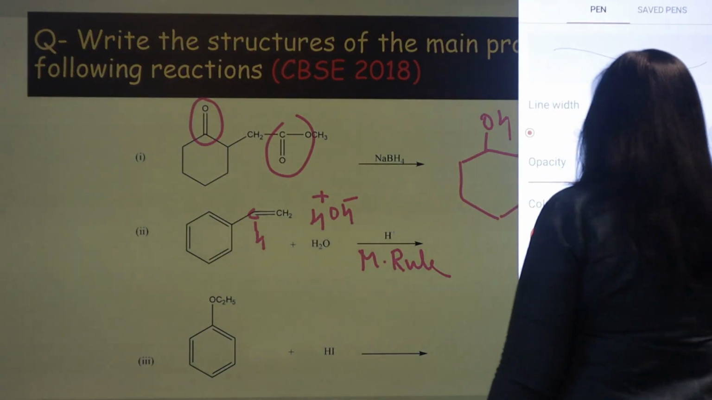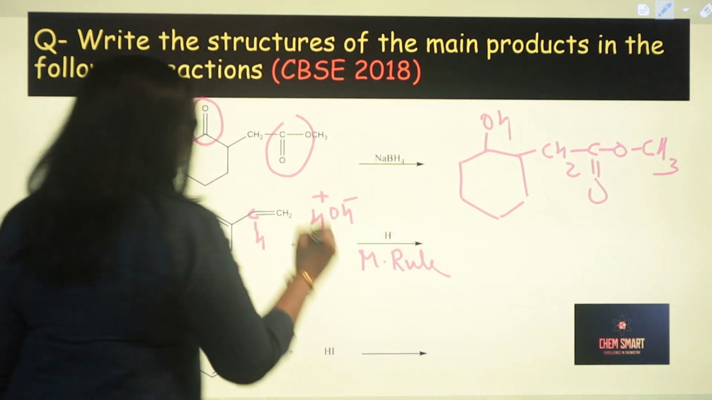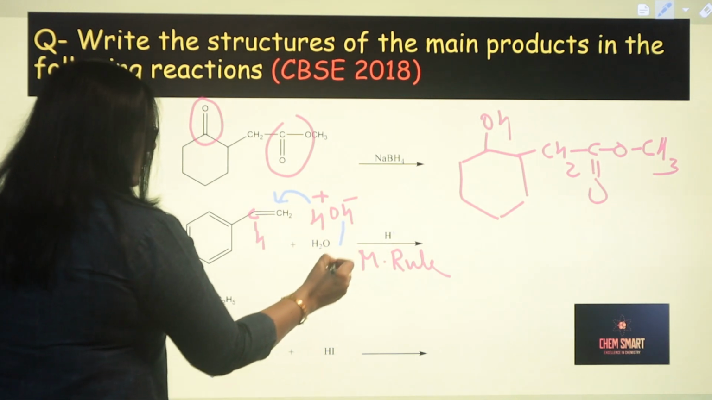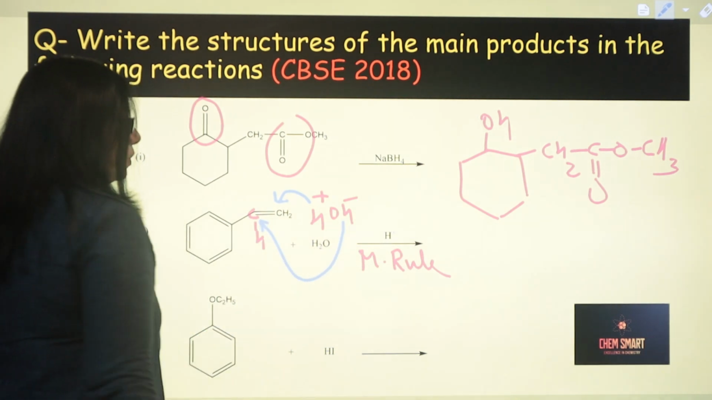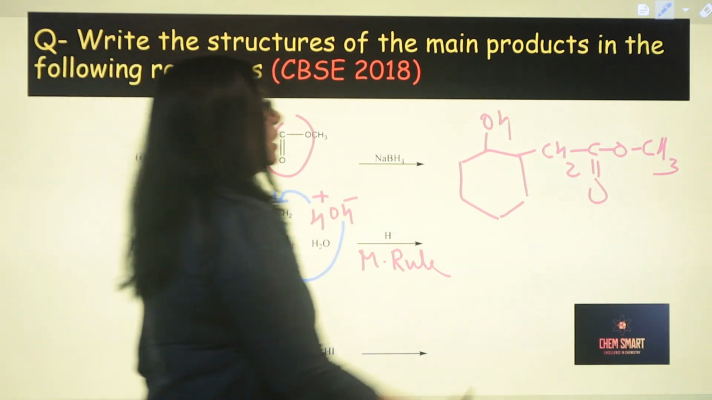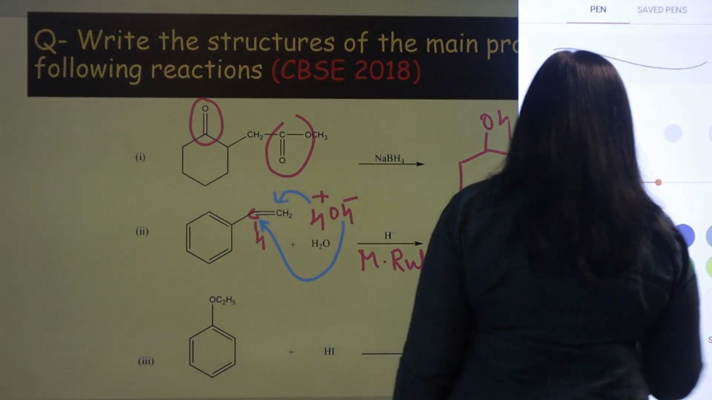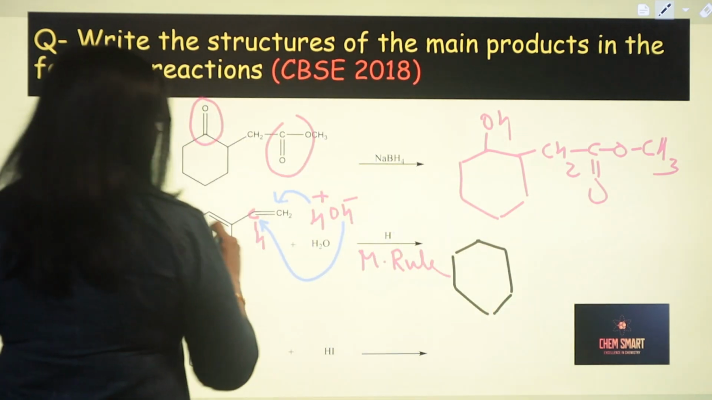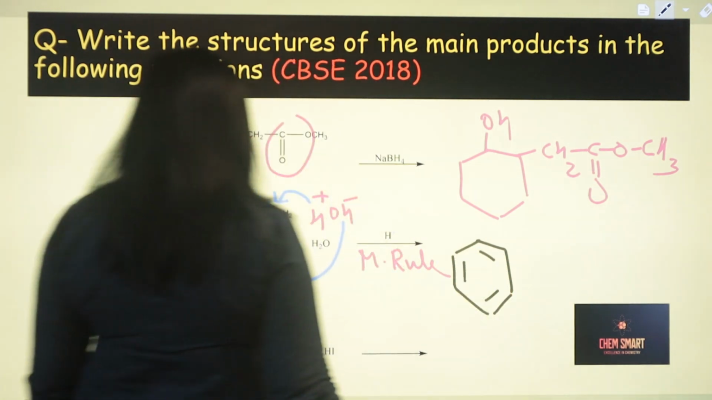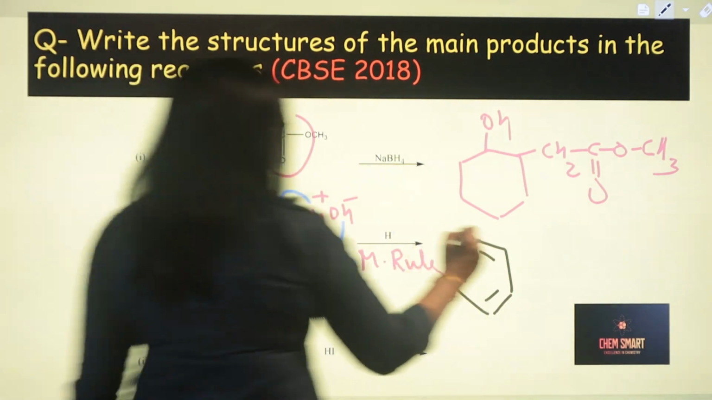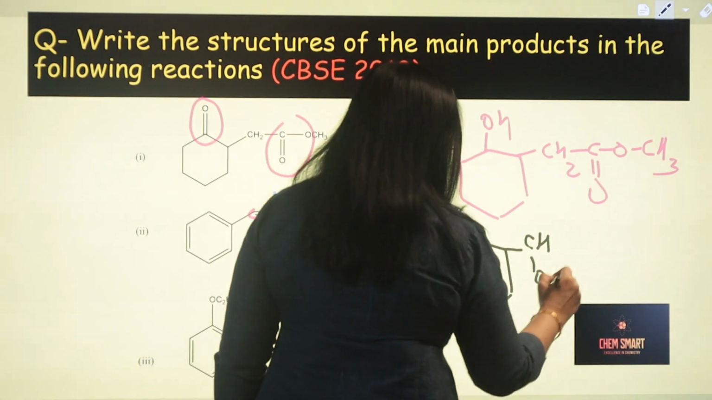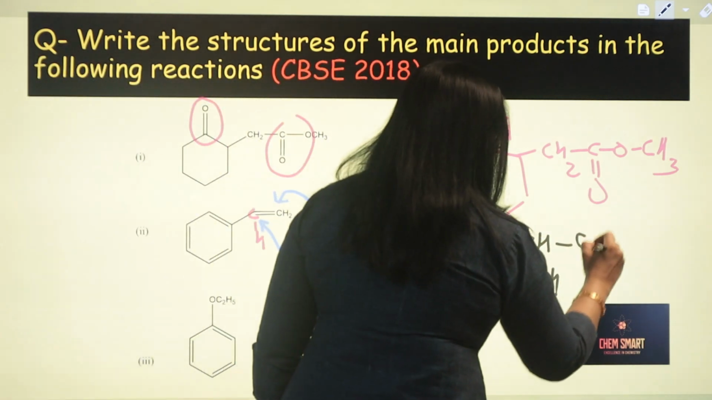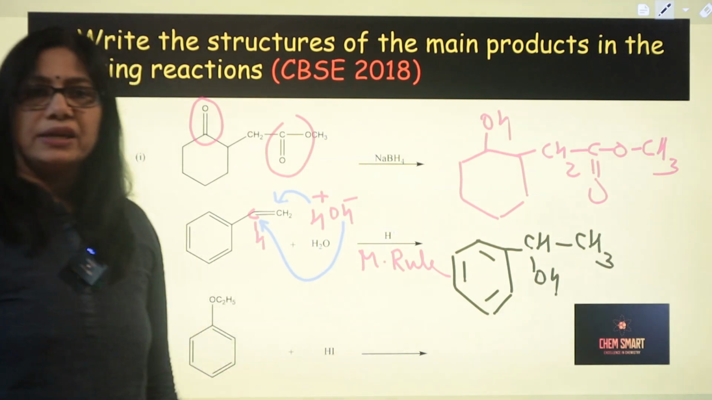The positive part of the addendum will go to the carbon holding greater number of hydrogen atoms. So that is CH2, greater number of hydrogen atoms. The negative part of the addendum goes to the carbon holding lesser number of hydrogen atoms. Here it is only 1. So what will be the product formed? This is the benzene ring. Now this will become OH. So here it will be CHOH. See? OH comes here. Then this becomes a single bond. And CH2 and H will become CH3. So that is the answer.